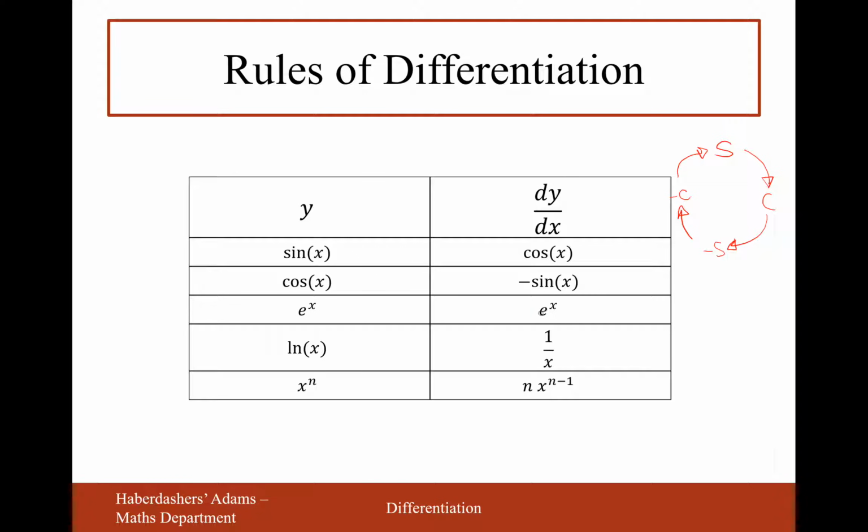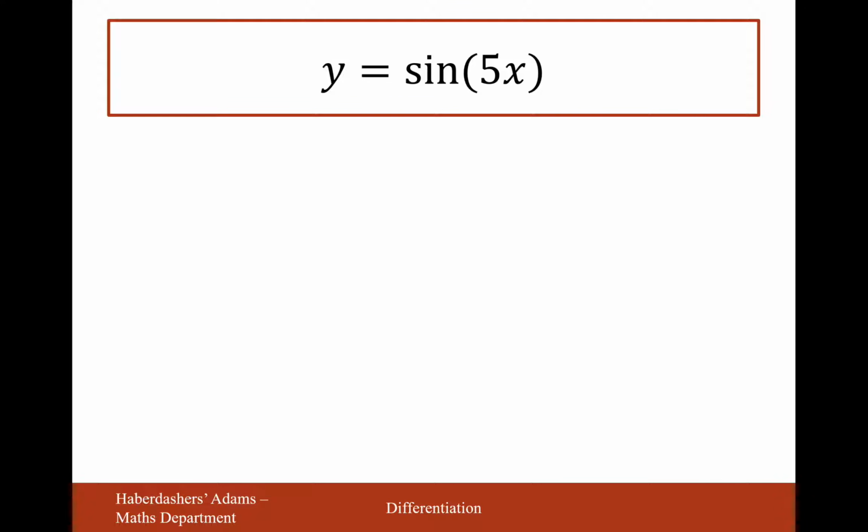e to the x differentiates to e to the x, ln of x differentiates to 1 over x, and x to the n differentiates to nx to the n minus 1. This last rule here comes from your first year of differentiation. Right, let's get stuck into the first question.